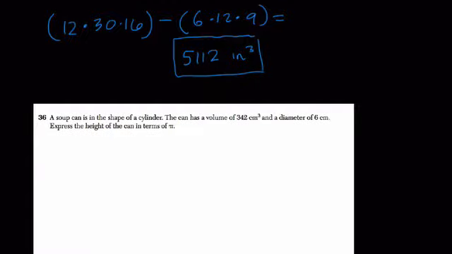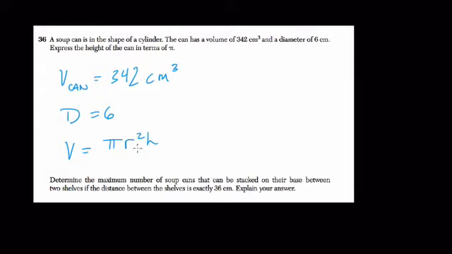Let's keep going here. In this one, we're told that a soup can is in the shape of a cylinder. The volume of the can equals 342 cubic centimeters, or centimeters to the third power, and the diameter equals 6. Express the height of the can in terms of pi. So the volume of a can is going to be equal to the area of a circle, pi r squared, times the height. And we're getting 342 centimeters.